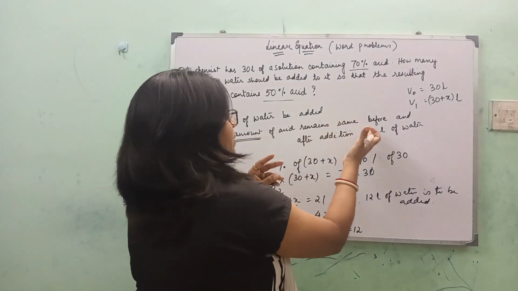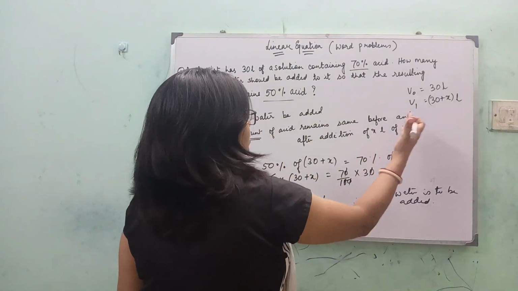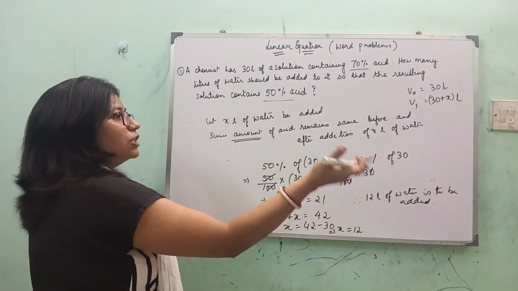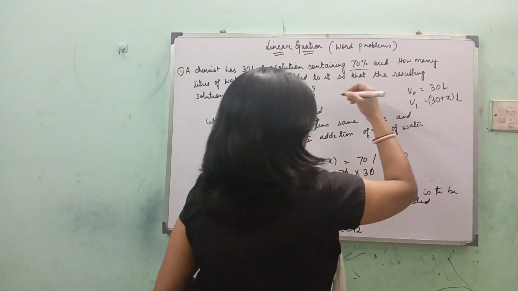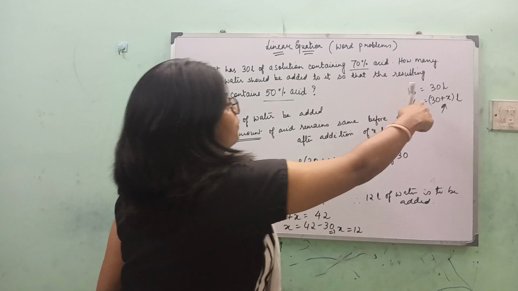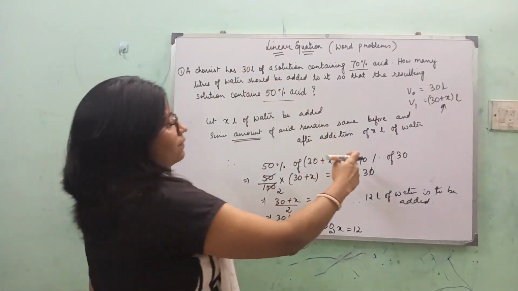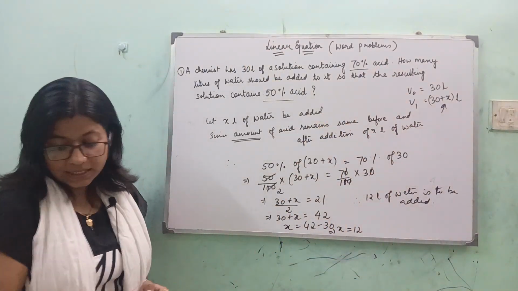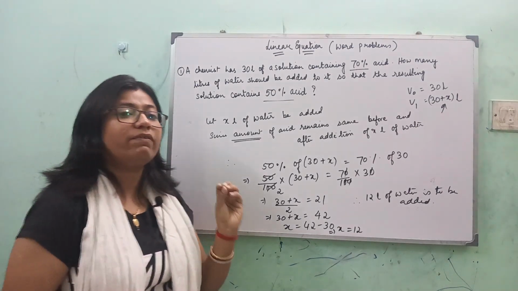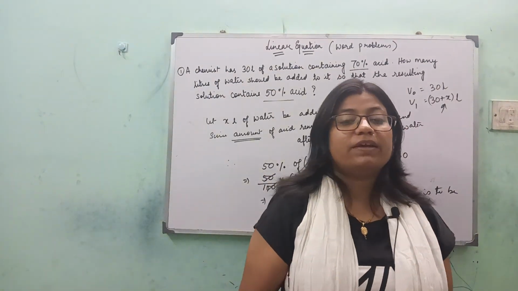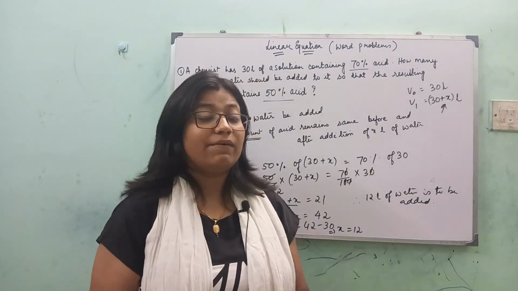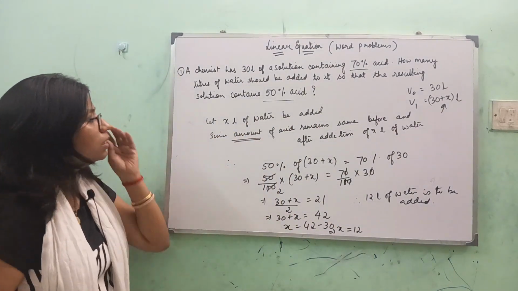That's what I have written over here. Since the amount of acid remains the same before and after the addition of x liters, that means 50% of (30 + x), because for the new volume, how do you calculate the acid content? 50% of this. And for the initial one, 70% of 30. So when you simplify this, you get the value of x to be 12 liters. So this is a very common sum. You often get this in various competitive examinations, various Olympiad examinations. So this is a very important and very conceptual sum. Okay.